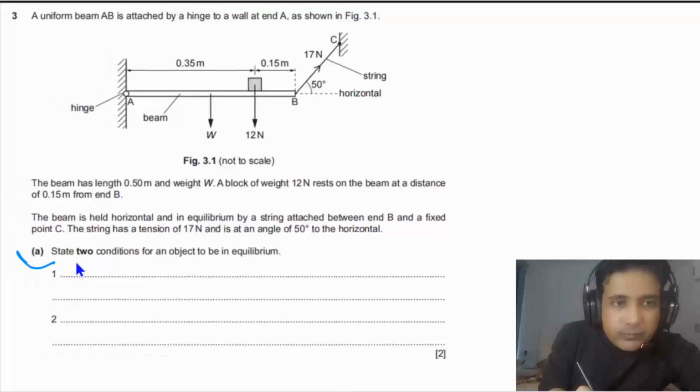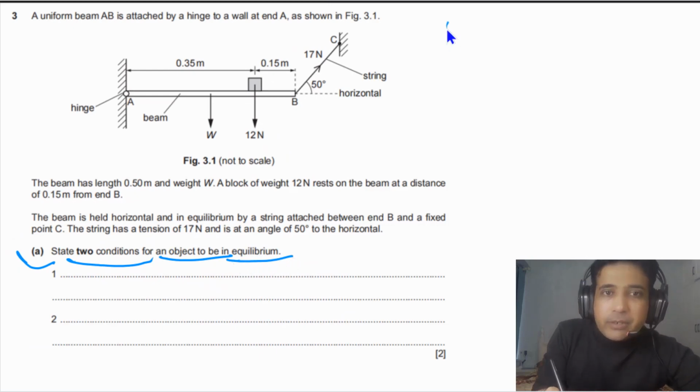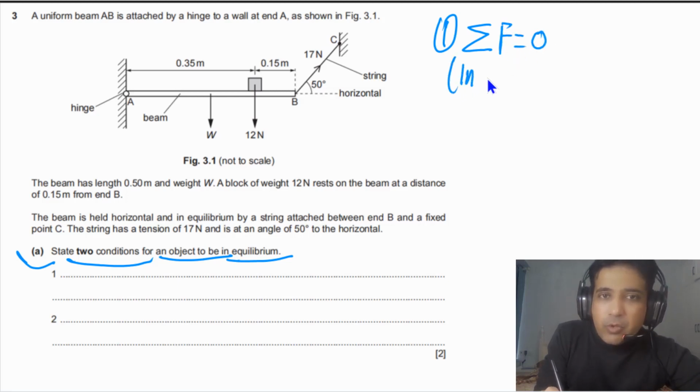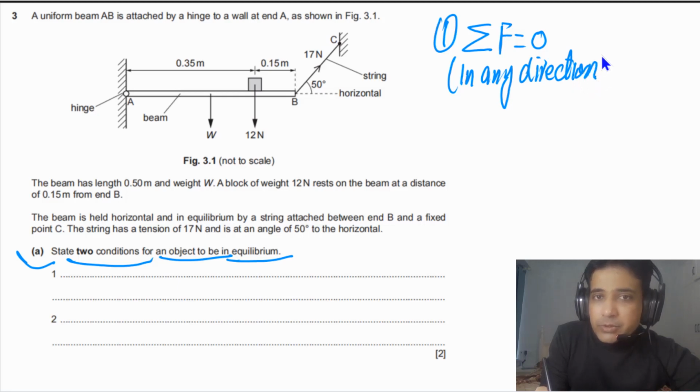For part A, we need to state two conditions for an object to be in equilibrium. Condition 1 is the sum of all the forces in any direction has to be equal to 0, or simply you can say the resultant force in any direction has to be equal to 0. So this is the first condition.